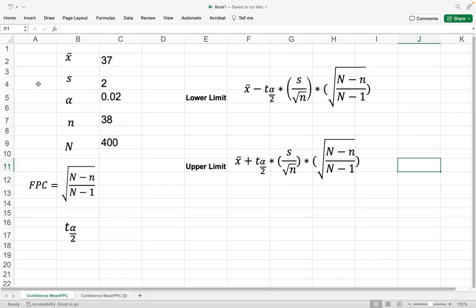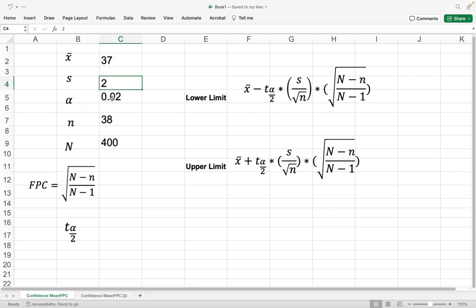Look at here, it's the Excel file for the same question. We have a sample of 38 items. The sample size was 38. The population size was 400. The sample mean in the question was 37. Sample standard deviation was 2. Look at here, in the question we don't have the population standard deviation. We have the sample standard deviation in the question on the slide.